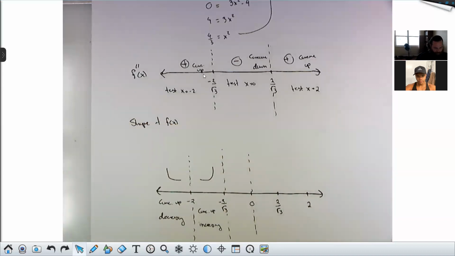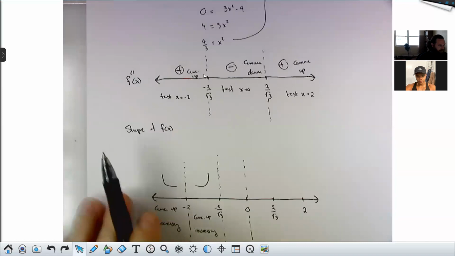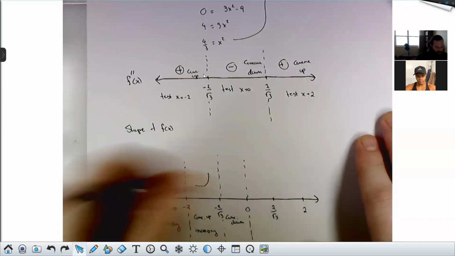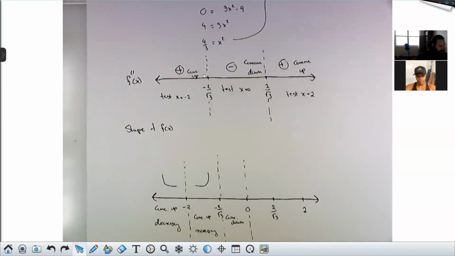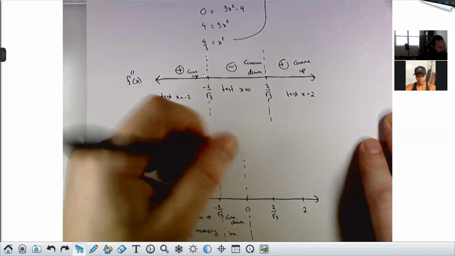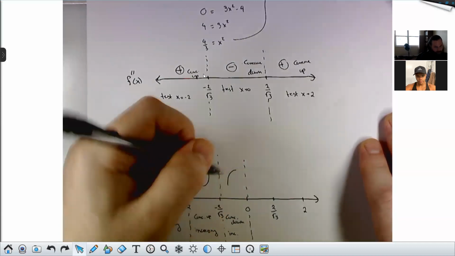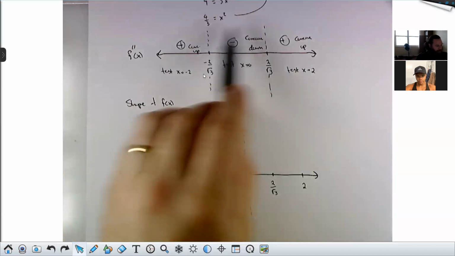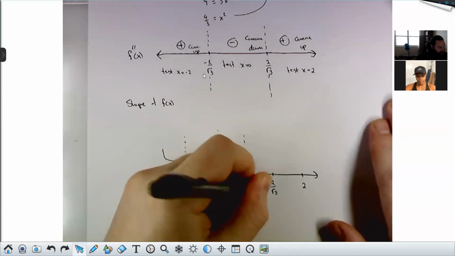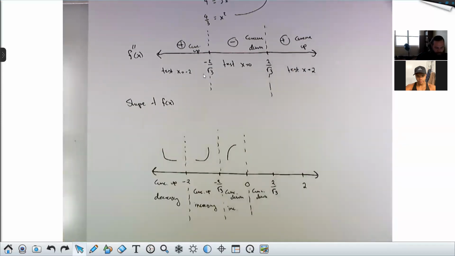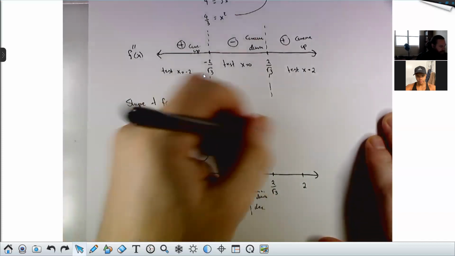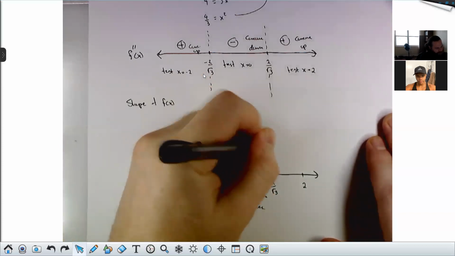At negative 2 over the square root of 3, we switched to being concave down. But we're still to the left of 0, so we're still increasing. So now we are concave down, increasing. We look like this. At 0, nothing happened to our concavity, so we're still concave down. But we did switch from increasing to decreasing. So now we're going to be concave down, decreasing.